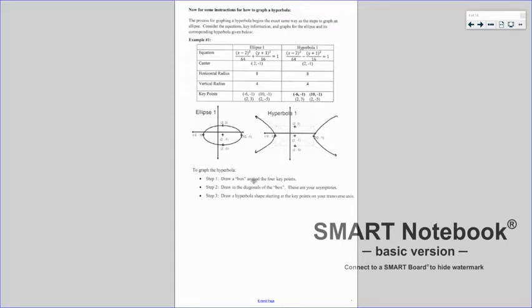So step 1, draw the box around the 4 key points. Step 2, draw in the diagonals of the box. Those are the asymptotes. So extend those out, and then draw the hyperbola shape starting at the key points on your transverse axis. So I know that I'm going to be starting here and here because it was an x squared minus y squared equals 1.